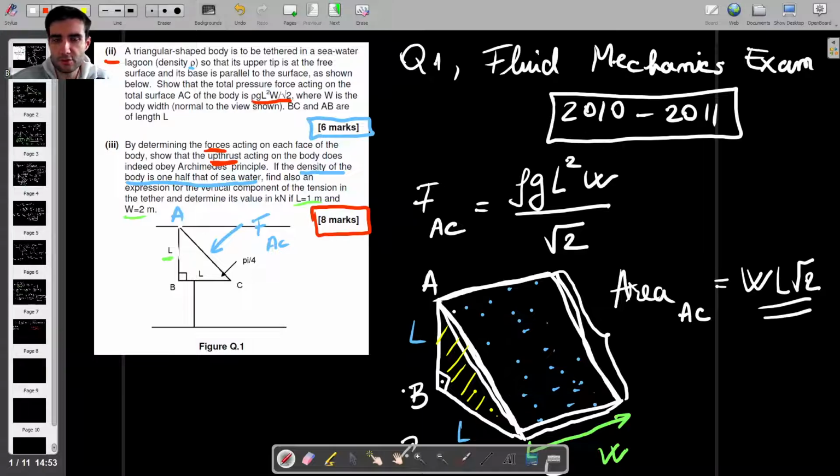Okay, so this part of the question was actually asking for 2 things. So first of all, we had to show that for this problem, Archimedes' principle works, which it does, thankfully. And for the second part, we had to find the tension, which we did using Newton's second law, essentially. Okay, and that's the end of the question.